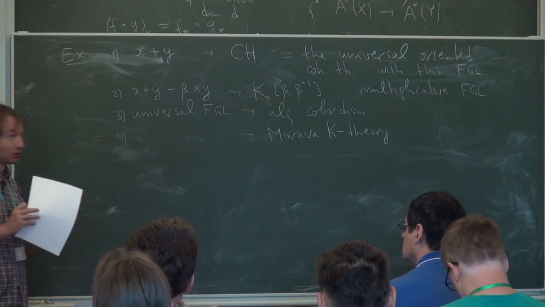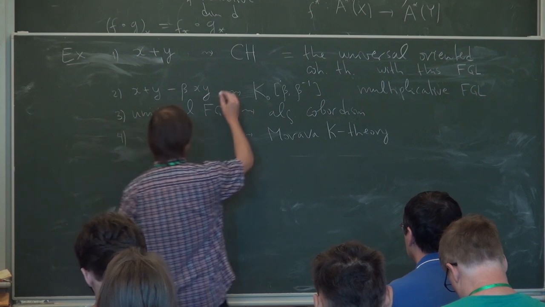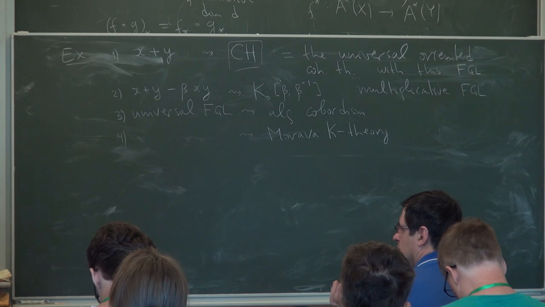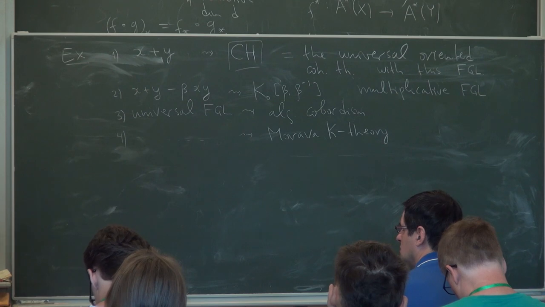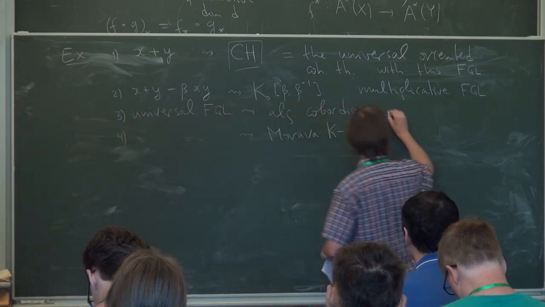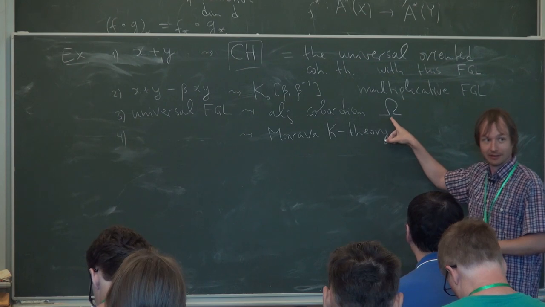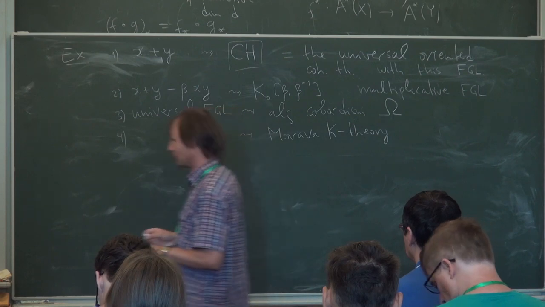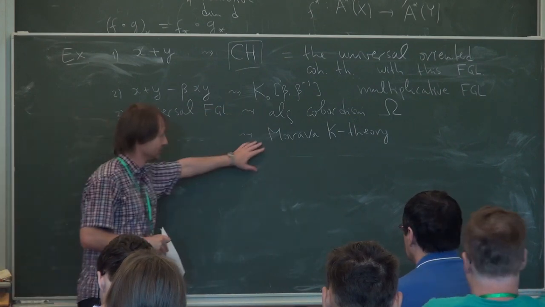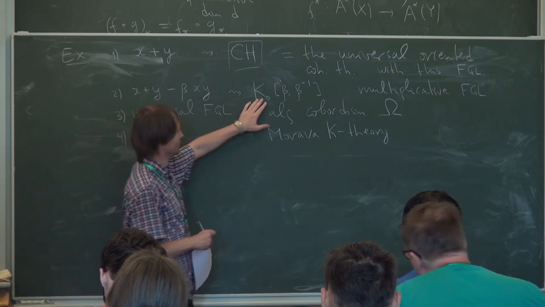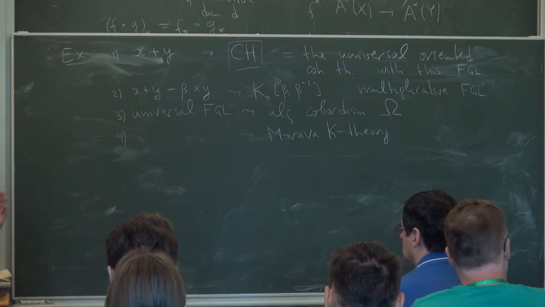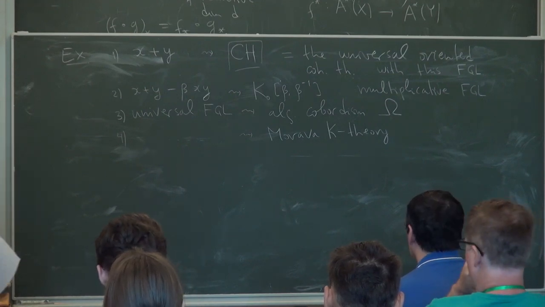As I said, from now on we will be interested mainly in this group. But you should note that for the applications I mentioned, Vishik considers, for instance, omega. It's essential that he needs omega, not Chow. There are applications where you need, say, Morava K-theory or the usual K0. So it's better not to restrict ourselves just to Chow.